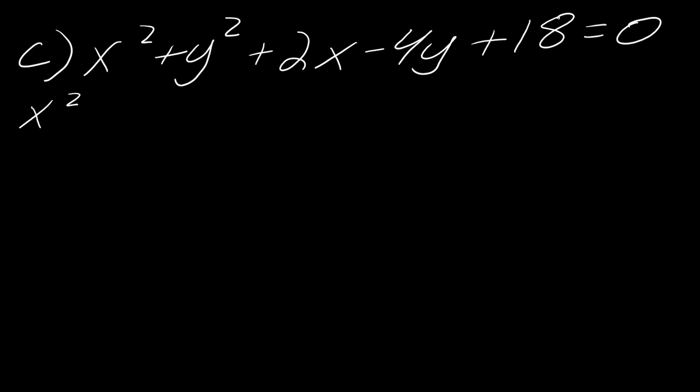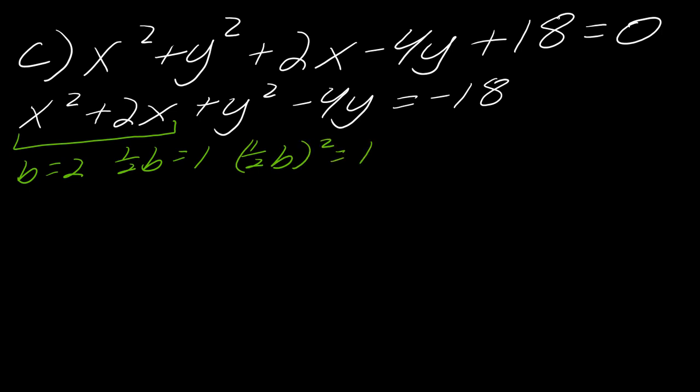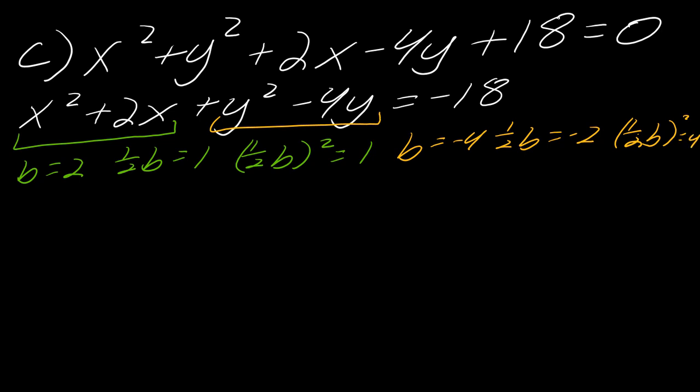All right, so I'm going to go ahead and put my letters together and then put the number on the other side, all that good stuff, and then we'll go ahead and start our completing the square party. So my b here is 2, my 1/2 b is 1, and then my 1/2 b squared is equal to 1. And for this other pair, my b is -4, my 1/2 b is -2, and my 1/2 b squared is 4. I'm running out of room.